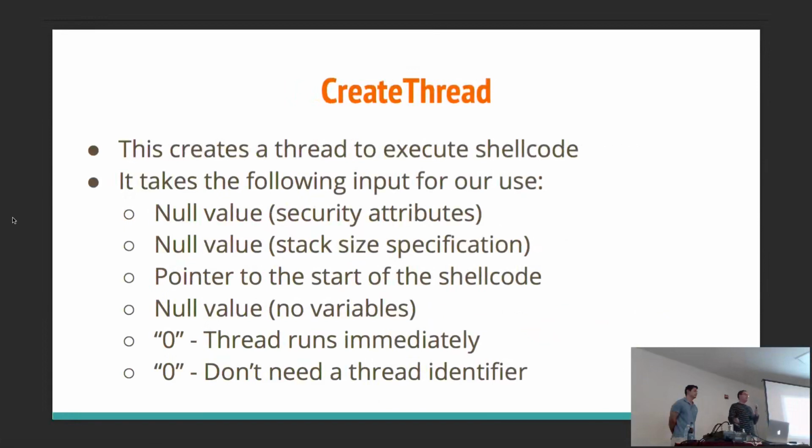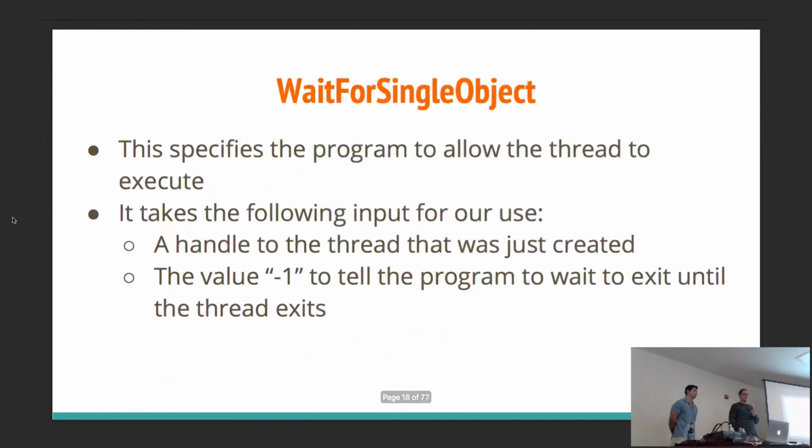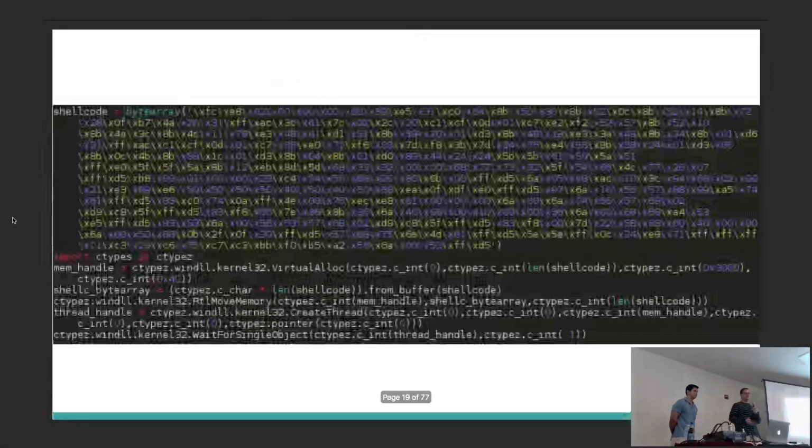CreateRemoteThread is exactly what it sounds like. It creates a thread based off of the memory pointer that you give it, and it will run the code that you injected into memory. The final thing is WaitForSingleObject. This is what tells your program's main, essentially, don't exit. Let that shellcode run to completion before the whole program exits.